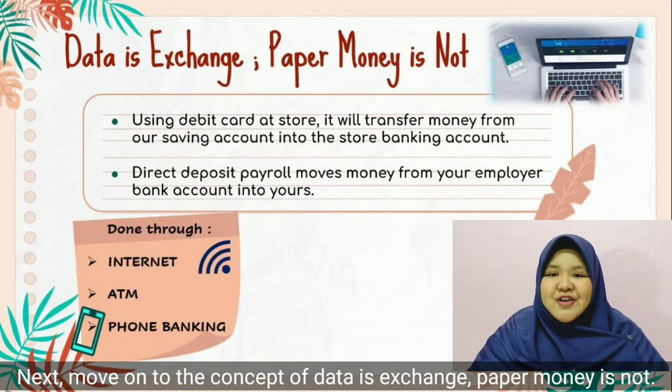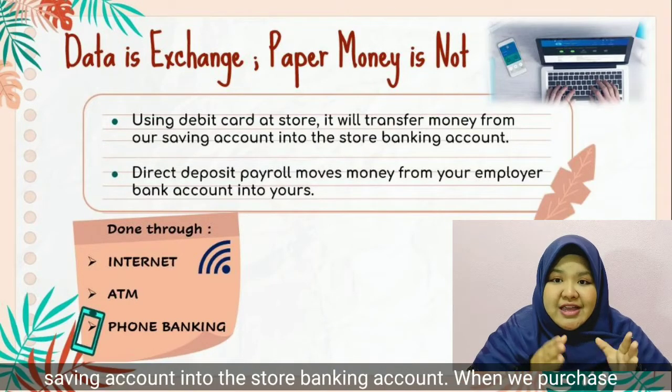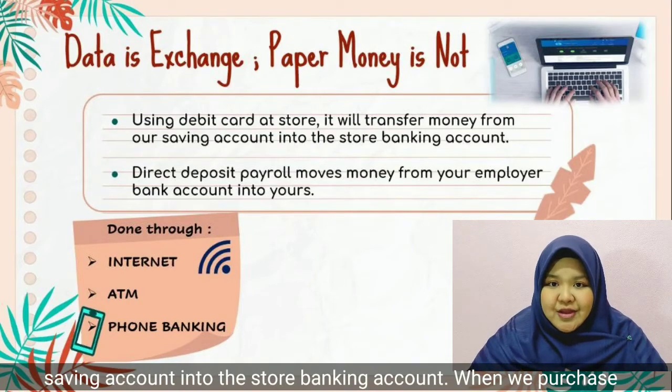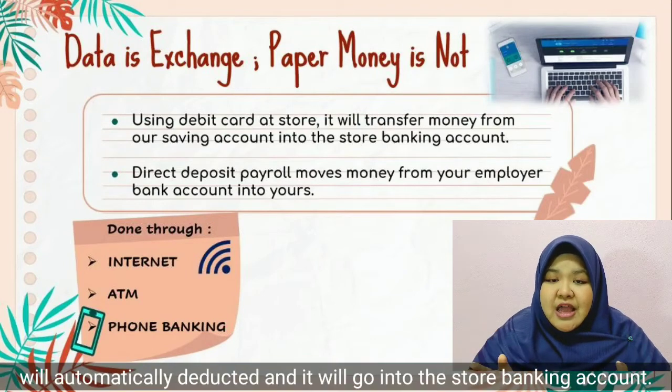Next, let's move on to the concept that data is exchanged, paper money is not. Using a debit card at a store will transfer money from our savings account into the store's banking account. When we purchase anything from the store using a debit card, our money will be automatically deducted from our savings account, and it will go into the store's banking account.